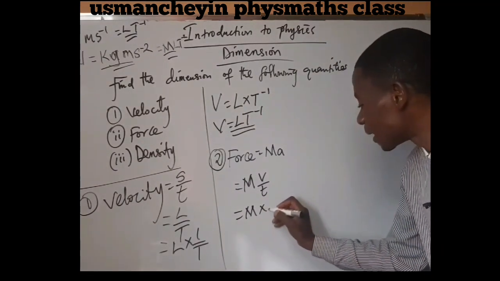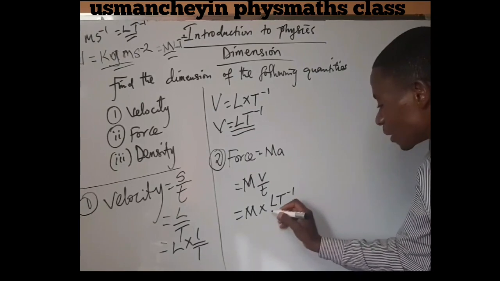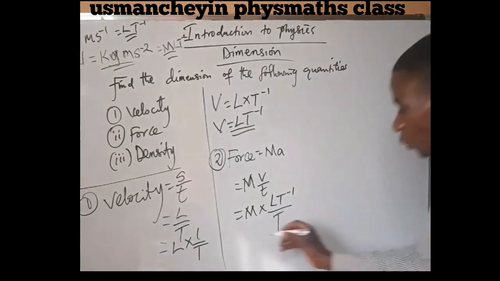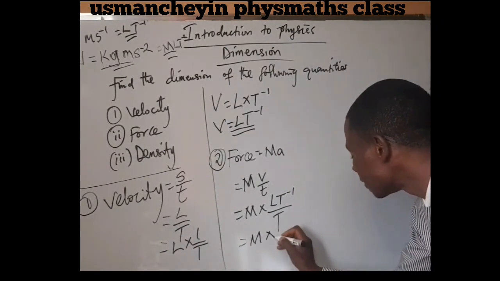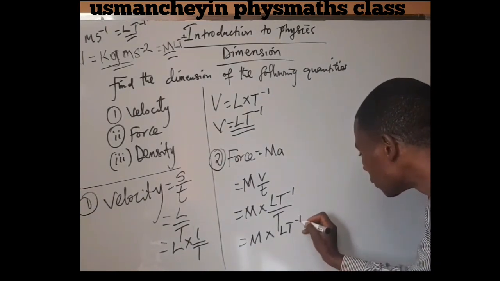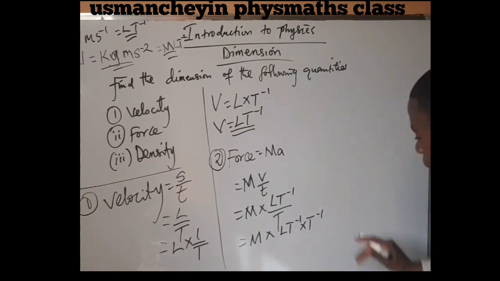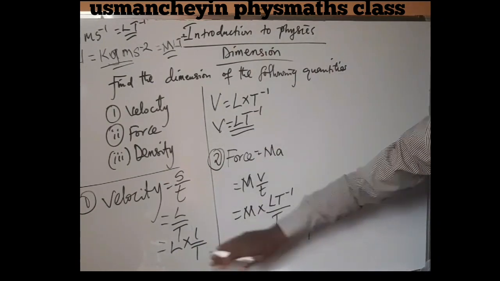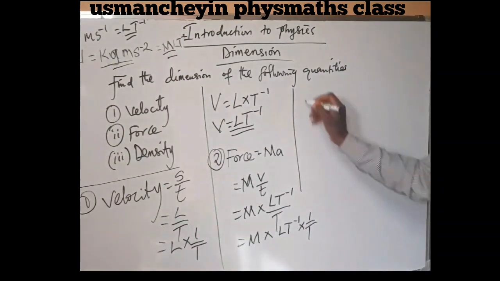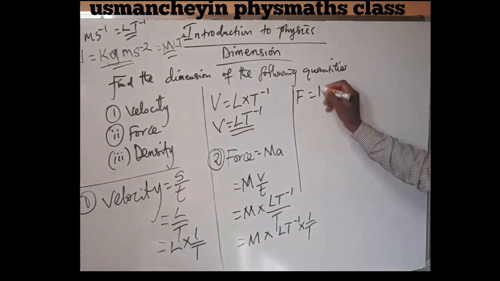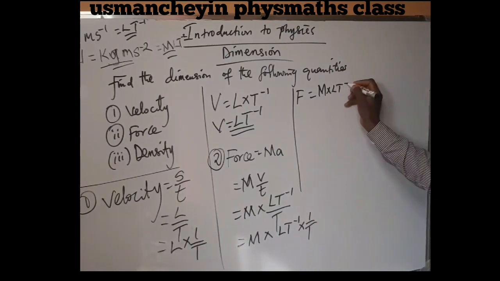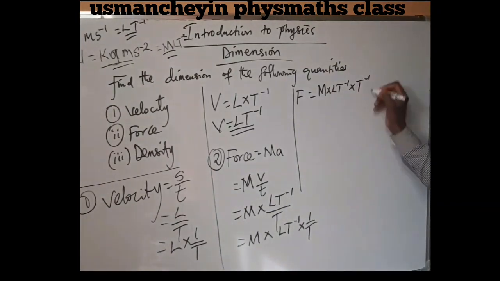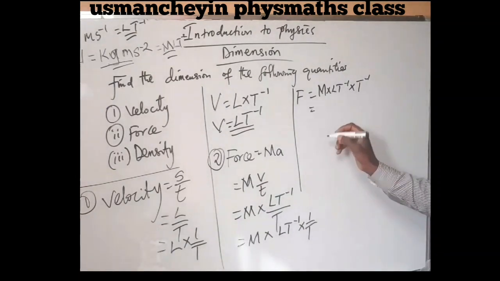So this will be M times LT minus 1 all over the dimension of T, which is still T. So we'll say this is equal to M times LT minus 1 times 1 over T, just like what we did before. So we can say our force is equal to M times LT minus 1 times T raised to the power minus 1.